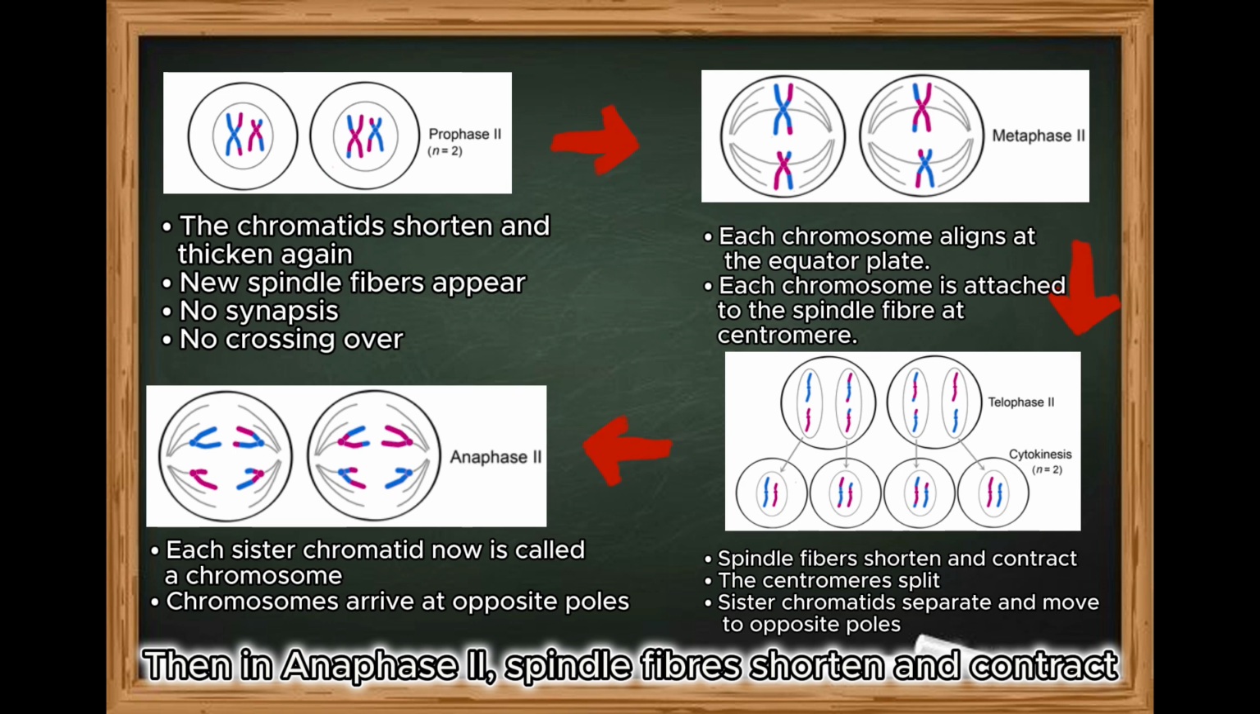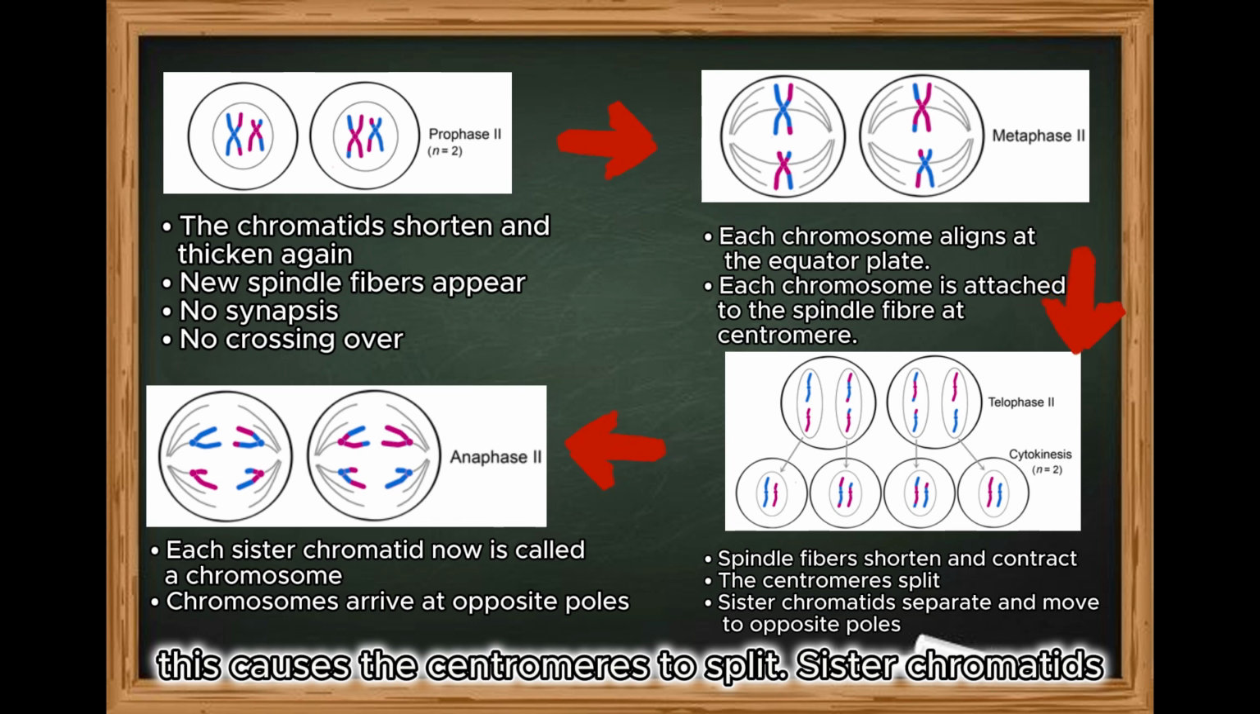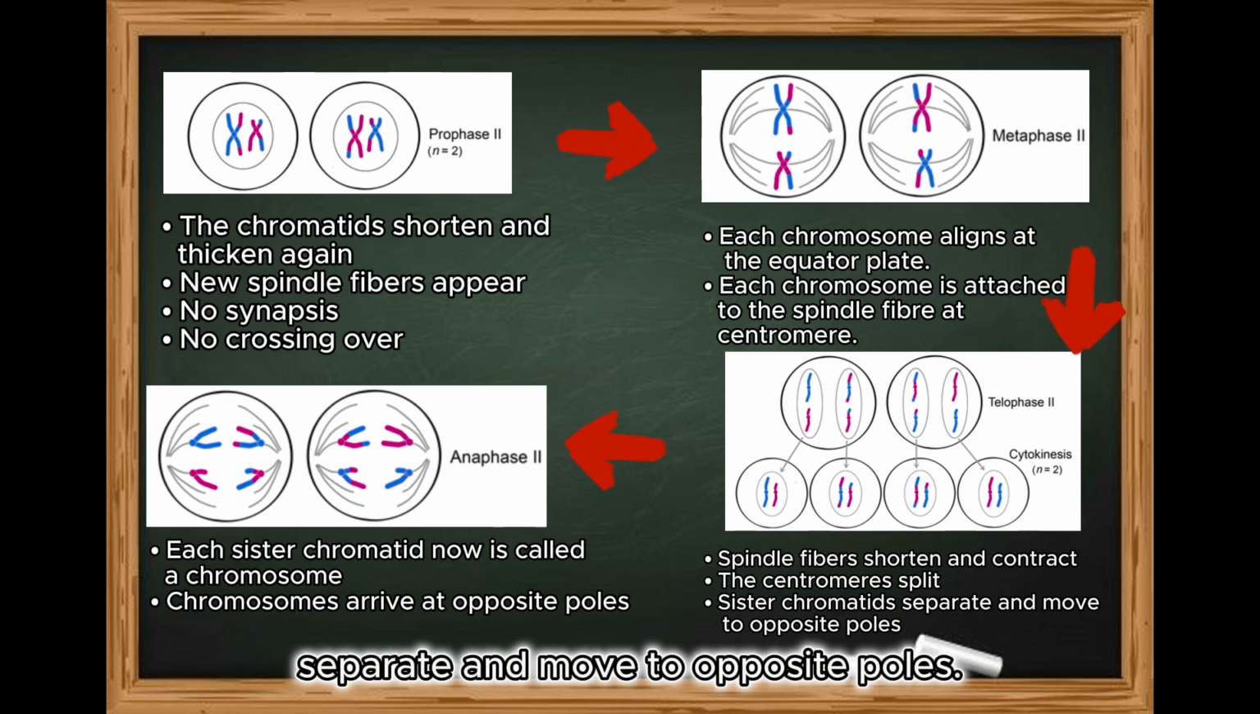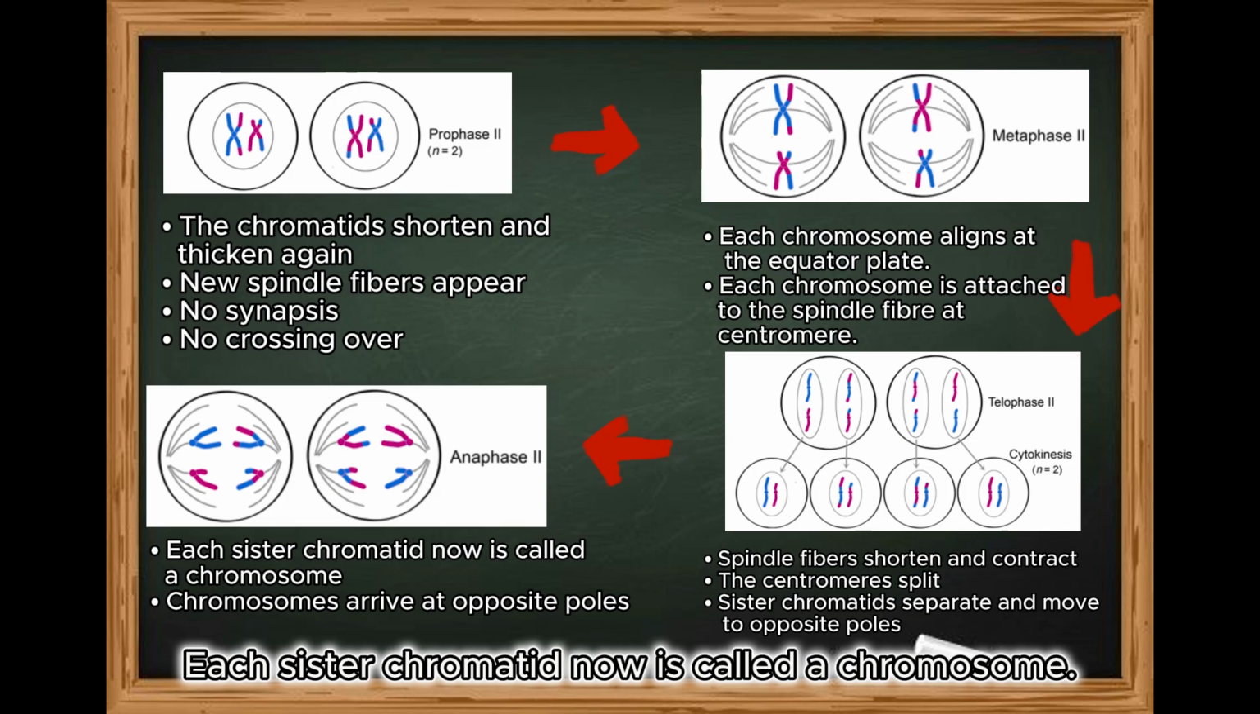Then, in anaphase II, spindle fibers shorten and contract. This causes the centromeres to split. Sister chromatids separate and move to opposite poles. Each sister chromatid is now called a chromosome.